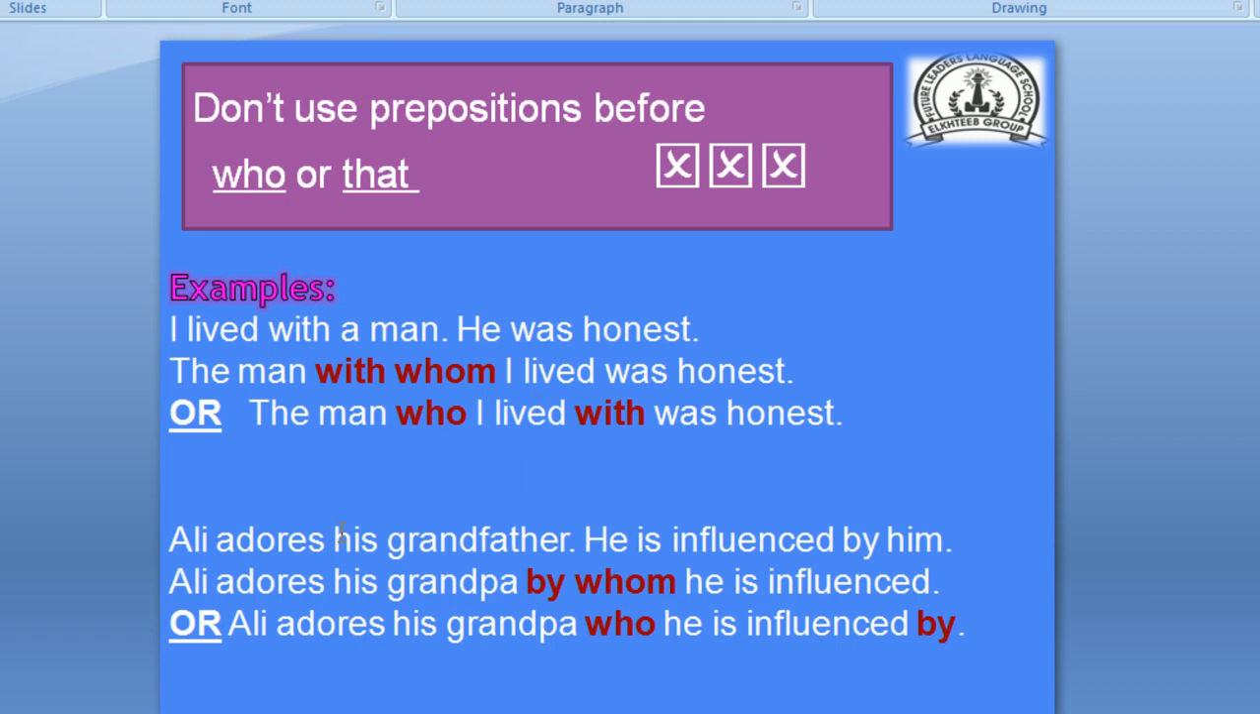Ali adores his grandfather. He is influenced by him. Ali adores his grandpa, by whom he is influenced. Or Ali adores his grandpa, who he is influenced by. Don't use by before who. Okay.